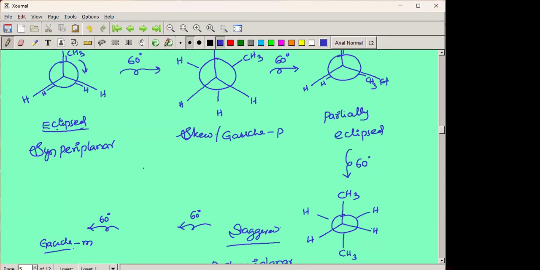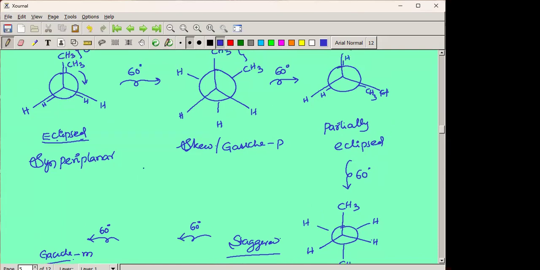Okay, so structural differences. See here what happened. Here the methyl group is present on the right side. In the case here, the methyl group is present on the left side. So that change will be observed. That's why one is considered as P Gauche, the other is considered as M Gauche.